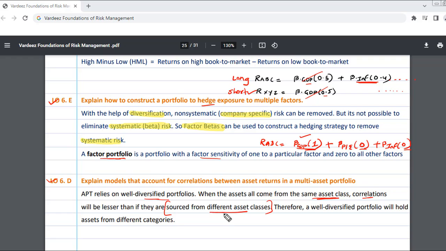Okay, so I'll have much better diversification. So therefore, a well diversified portfolio will hold assets from different categories. This is something that you need to know for the exam.